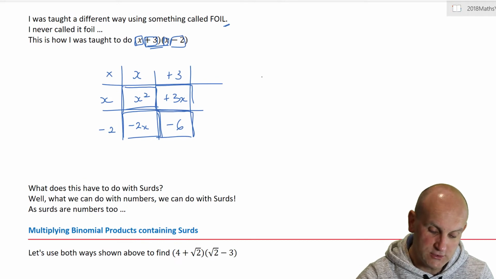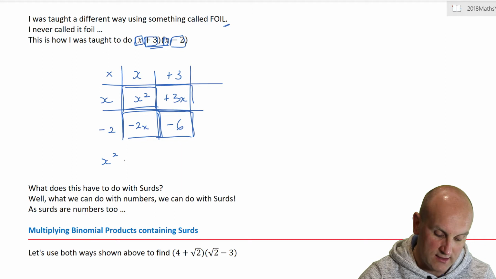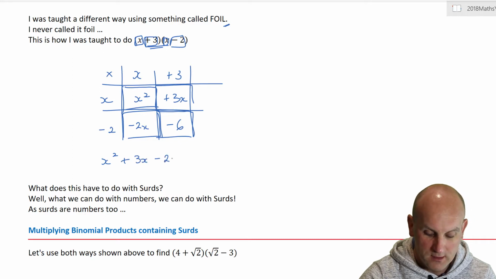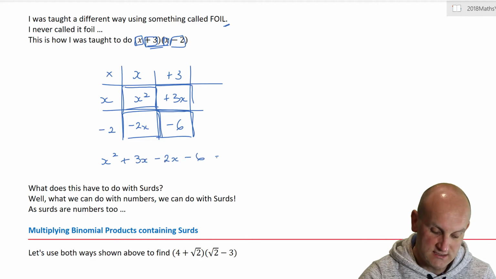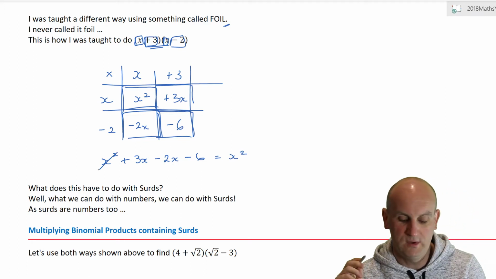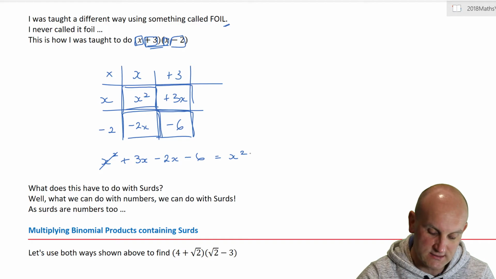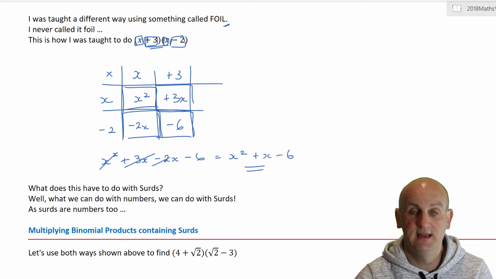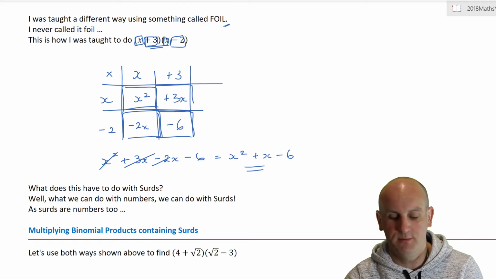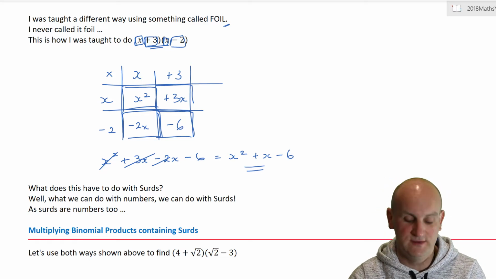And all we've got to do is make sure that we add together our like terms. So I will do it under here. So we get x squared plus 3x minus 2x minus 6. Well, there's only one x squared term, so that's gone. We have a plus 3x and a minus 2x, which gives me plus x. So those are those gone. And minus 6. And ladies and gentlemen, I have multiplied out those brackets using something that's relatively simple.